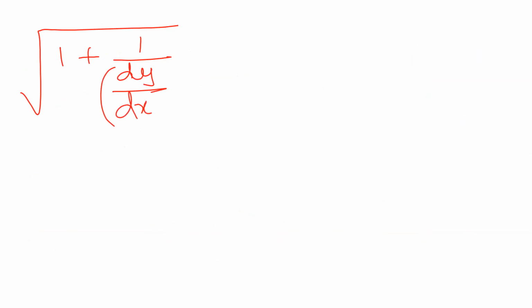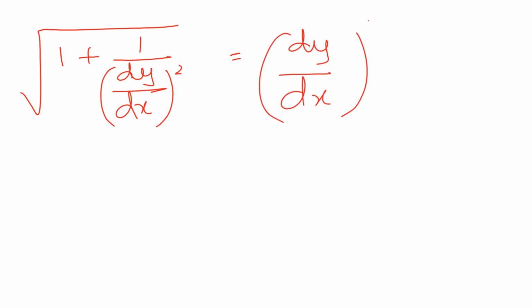Root of 1 plus 1 upon dy by dx the whole square is equal to dy by dx the whole raised to 3 by 2. Now here, as you can see, there is a fractional index, there is a root over here. Root indicates 1 upon 2, right? And there is a fractional index over here also, 3 by 2. So we'll have to eliminate this first.